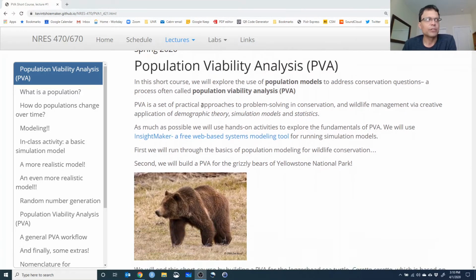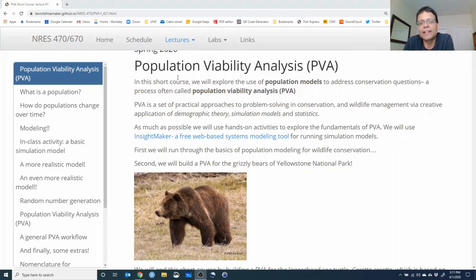So I just introduced the concept. PVA, population viability analysis, is a set of practical approaches to problem solving in conservation and wildlife management via creative, and I really would like to emphasize the creativity involved. That is one thing humans are really good at. We're pretty good at problem solving. We're good at finding creative solutions.